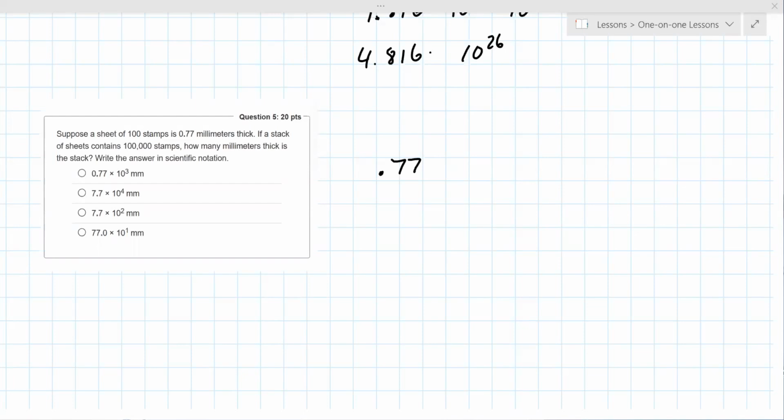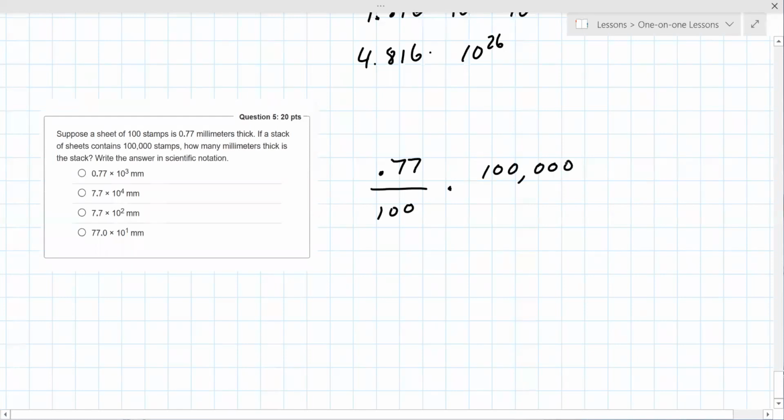All right, suppose a sheet of 100 stamps is 0.77 millimeters thick. So they're saying that for every 100 stamps, it's 0.77 millimeters thick. So if we divide that by 100, that'll tell you how thick it is for one stamp, and then we can multiply by 100,000 stamps. Okay. I mean, so that's somewhat reasonable.